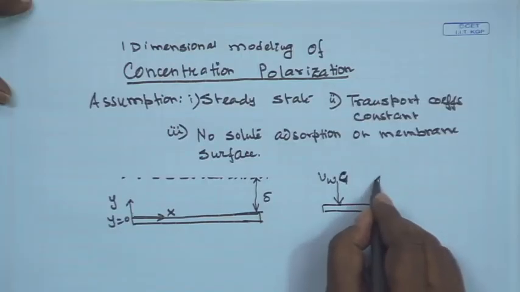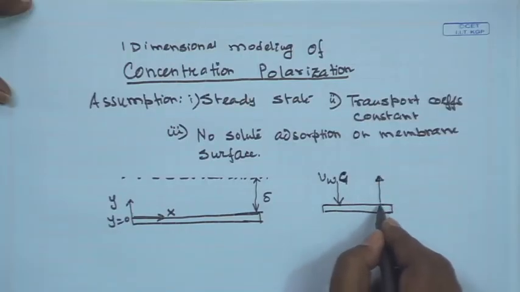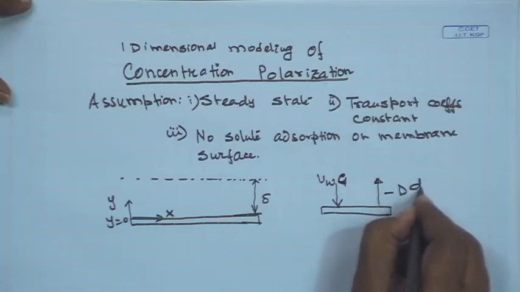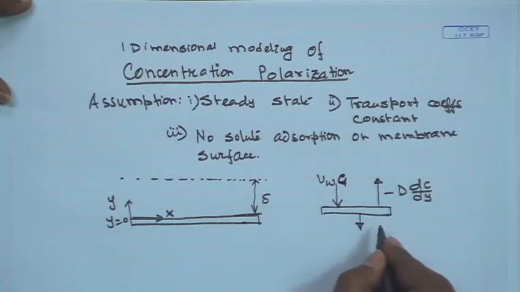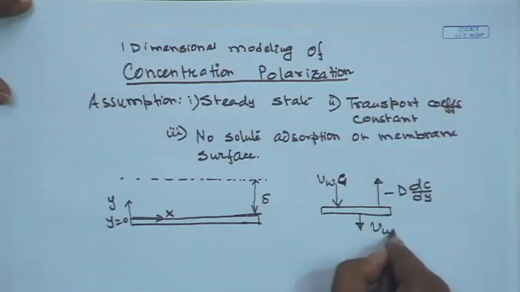Then there will be a backward diffusion from the membrane surface to the bulk. Why? Because solutes will be deposited over the membrane surface. Therefore, as we discussed in the last class, the solute concentration on the membrane surface will be higher compared to the bulk concentration, and that will cause a backward diffusion from the membrane surface towards the bulk. So, it will be minus D dC dy. And whenever some solute comes to the permeate, it will be VWCP.